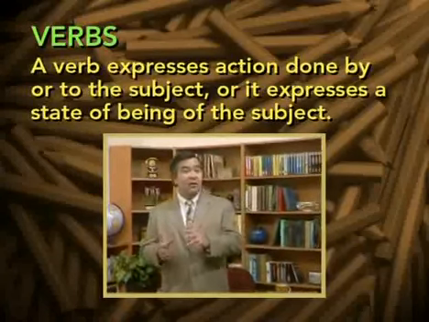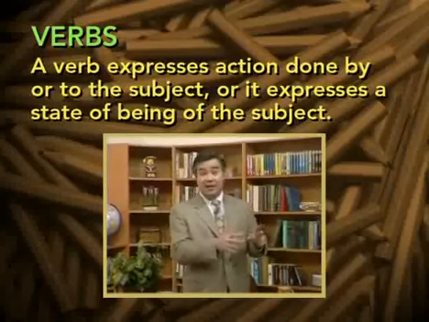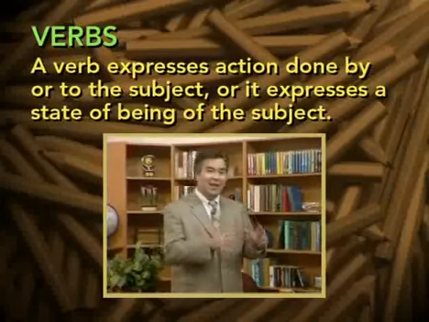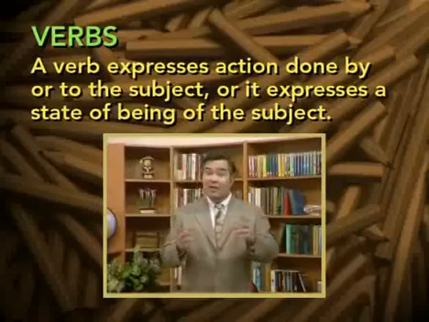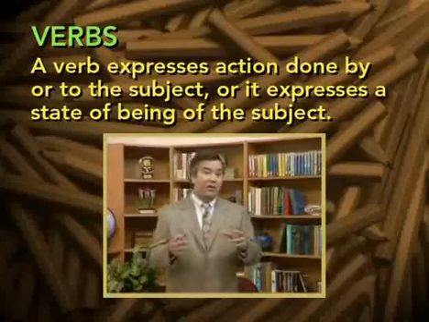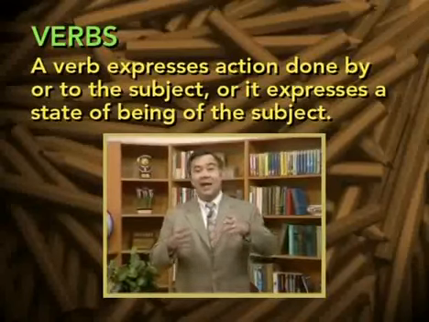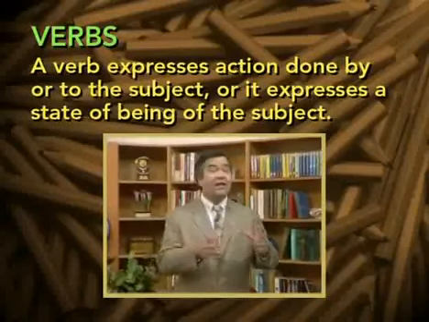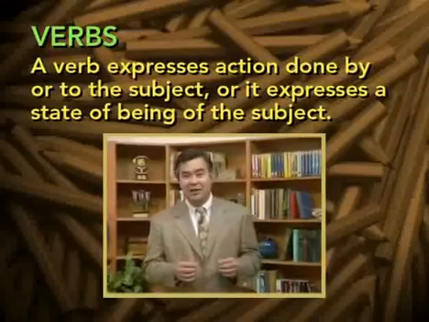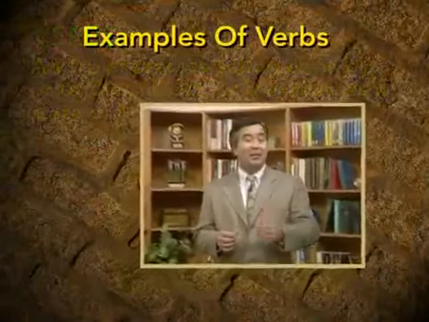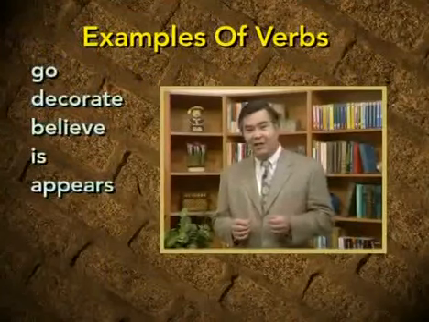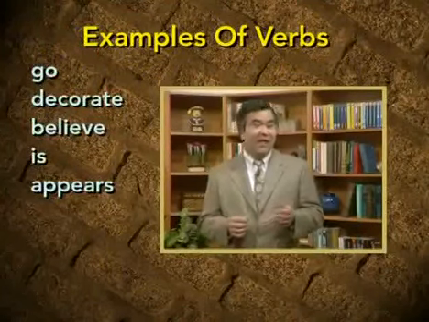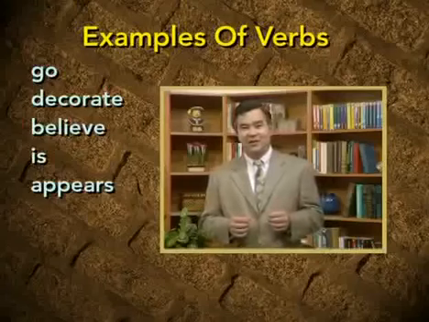As you can see, the verb is always closely related to the subject. It tells either what the subject is or what the subject does. As you can imagine, there are many different kinds of verbs because verbs express all kinds of actions, activities, or states of being on the part of the subject. Here are some examples of typical verbs: go, decorate, believe, is, appears.